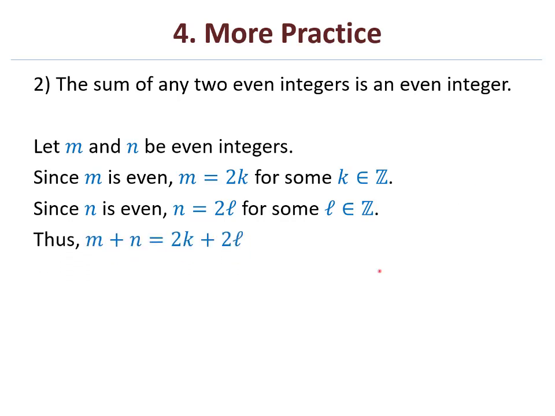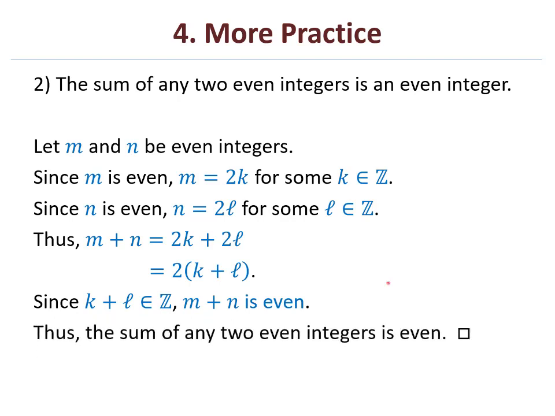Thus, m plus n equals 2k plus 2l, which is 2 times the quantity k plus l. Since k plus l is an integer, m plus n is even. And then just to bring home the point, what do we really show? Thus, the sum of any two even integers is even.